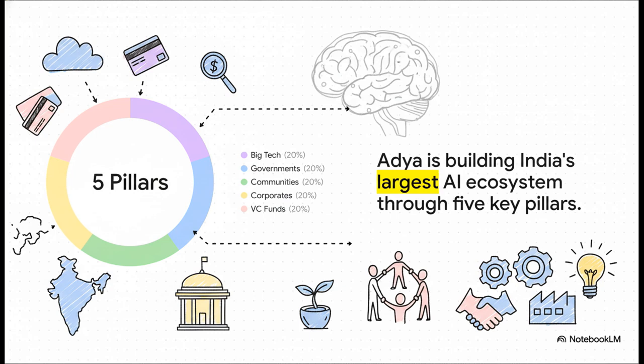To really drive this adoption, Adya is being positioned as the center of a massive new AI ecosystem in India, and it's built on 5 key pillars. You've got big tech like Google and NVIDIA providing support. You have governments helping to accelerate adoption. You have startup communities, big corporates providing real-world problems to solve, and of course, the venture capital funds that are looking to invest in the next big thing.